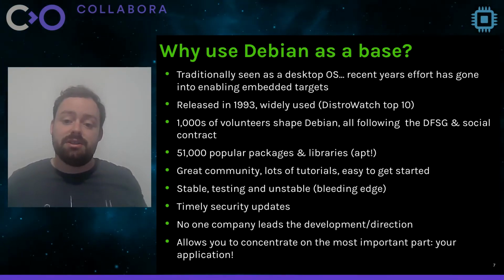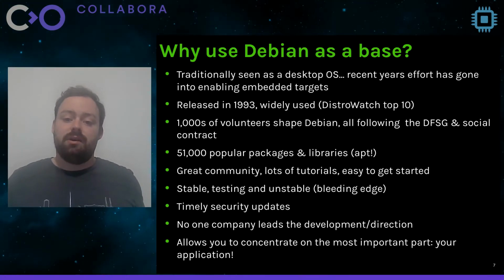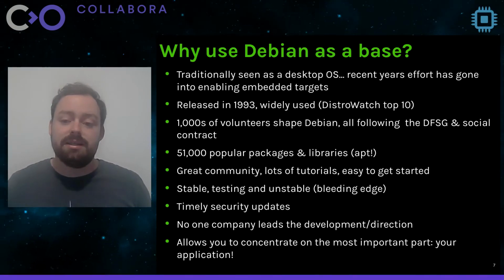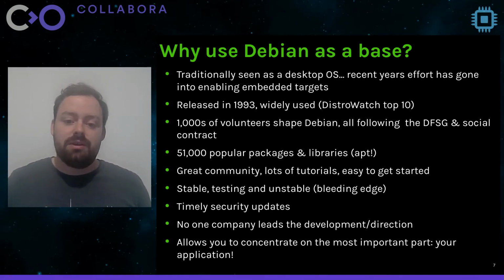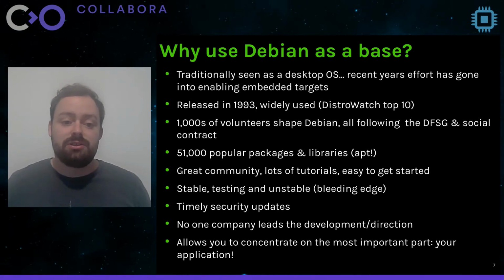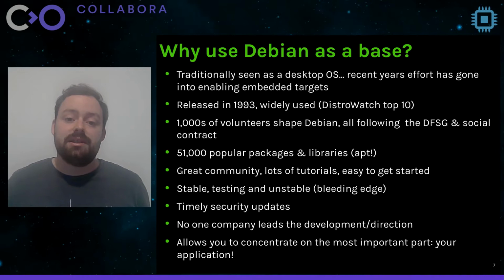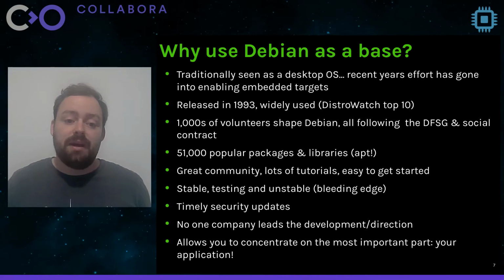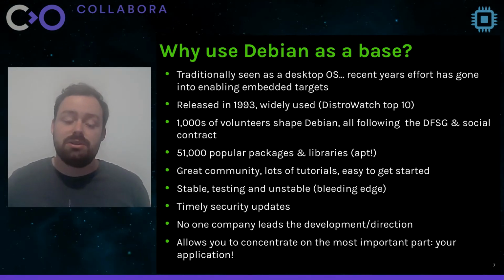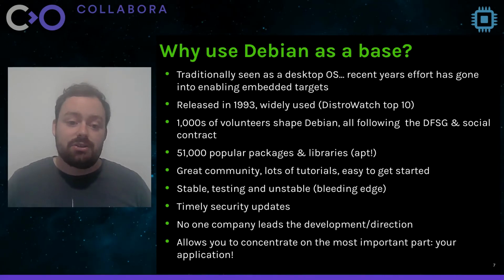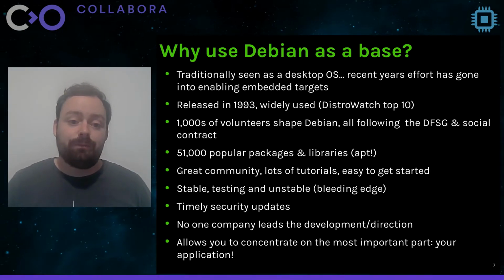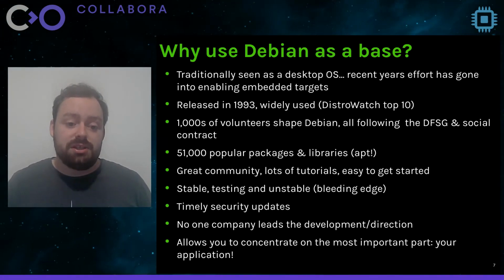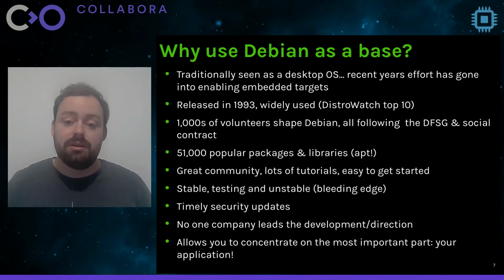Debian was released in 1993 and it's widely used. There are lots and lots of volunteers who shape Debian, Debian developers and Debian maintainers, and they follow a social contract called the Debian Free Software Guidelines, which basically means that all developers work to a common set of rules, and they're free to change these rules so long as the changes make sense. I think that's a great way of working. It's really community spirit. You're not being forced into doing things that you don't want to do by large corporations. It's all owned by the community. So I think that's really nice.